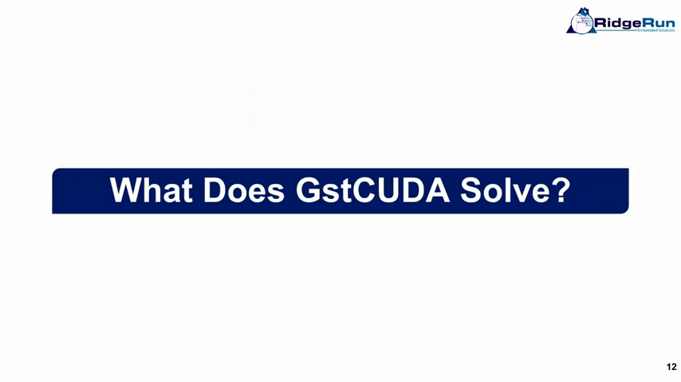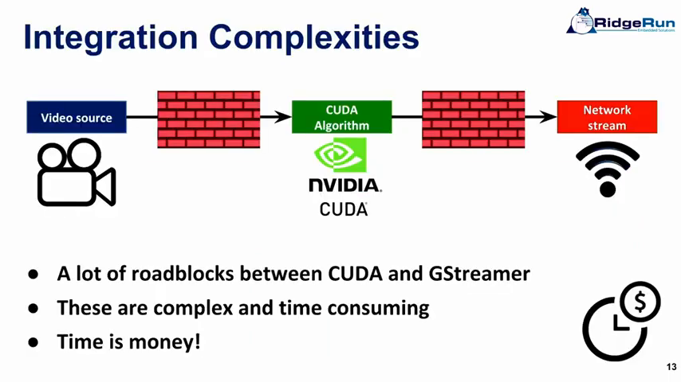What does GstCUDA solve specifically? Well, the first and most straightforward are integration complexities. I mean, starting from the very beginning, you have the build system. You want to make sure that your CUDA algorithm is built along with the GStreamer element all together in a single project. GStreamer is written in C, for example, and if you're writing C++ based CUDA, you need to take care of those bindings.